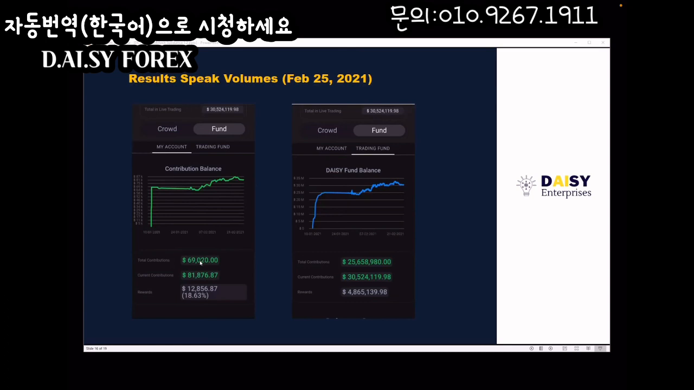So 69020 as of today has grown by 18.63% or 12,000 additional dollars in that account. The overall fund, 25 million, has grown to over 30 million. Very significant. So this is real live data from a real live market. The amazing thing is that they are committed to transparency. And if you happen to be a VIP, it is really positively valuable.